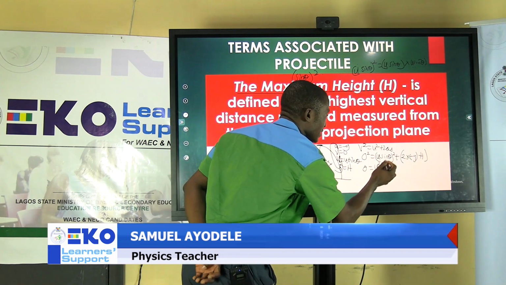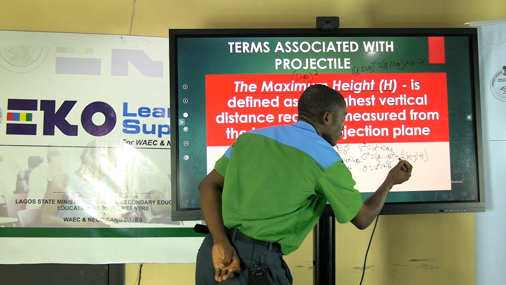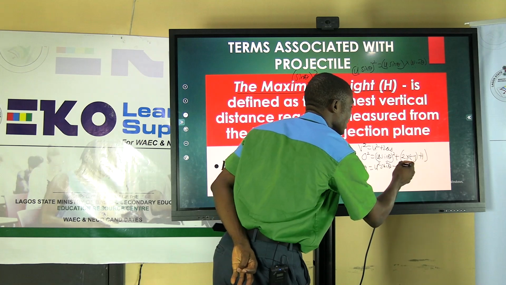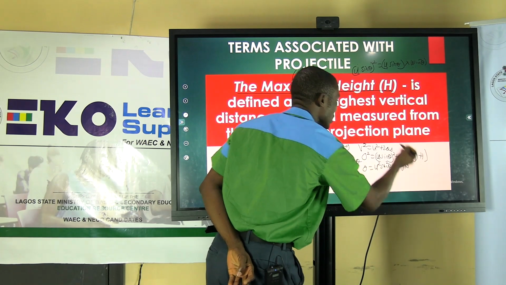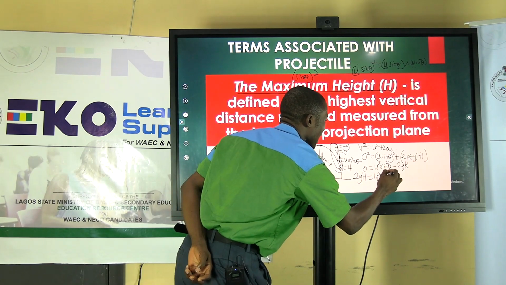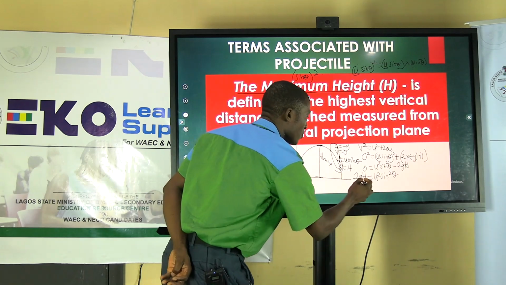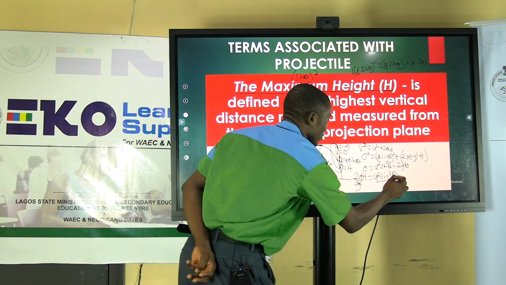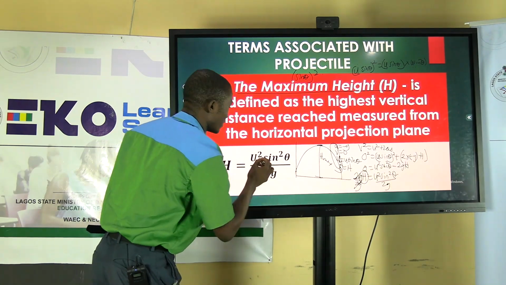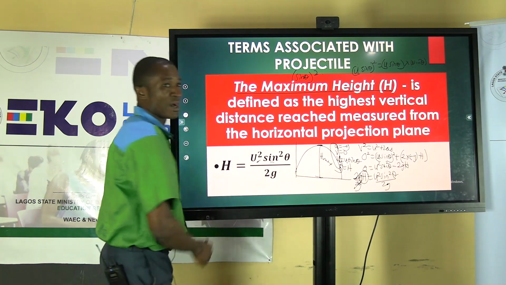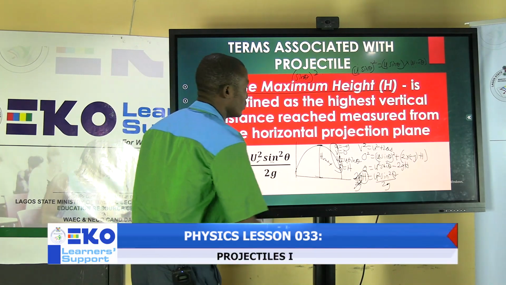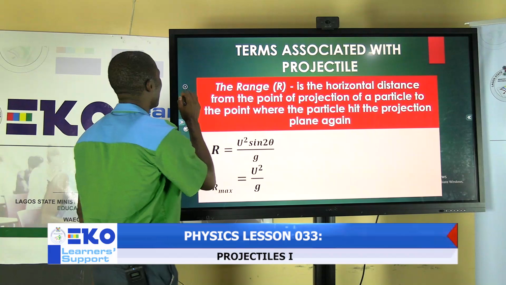So in this case, this will give us u squared sine squared theta, plus times minus will give you minus. So 2 times g is 2g, and h, that will be 2gh. When you bring 2gh to this part, that will be 2gh equals u squared sine squared theta. So making h the subject of the formula, h becomes u squared sine squared theta over 2g. So this is how to arrive at it. If you understand it this way, you don't need to cram. All you need is to understand the concept behind it.